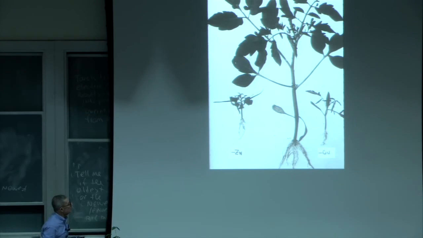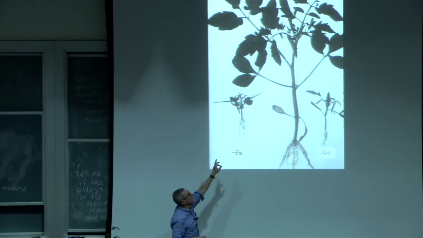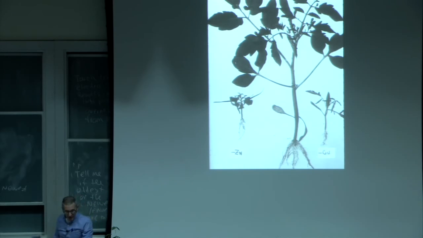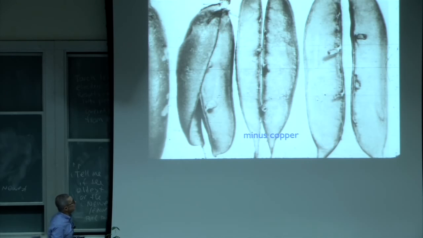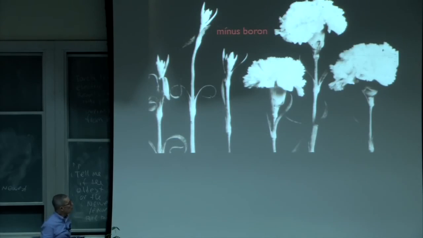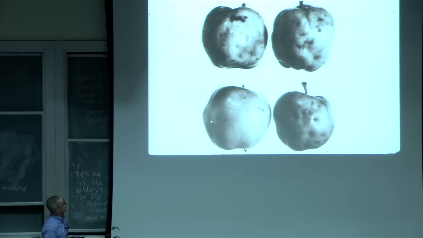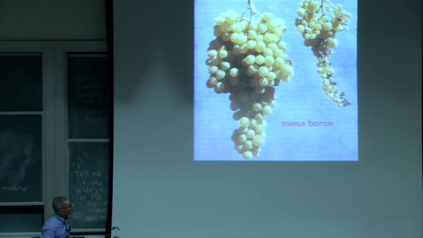These are examples of the absence of zinc and copper, both micronutrients. The effects they have on tomato are profound, and they can greatly influence the crops, as shown in this one for broccoli, in which the broccoli flowers don't form when molybdenum is absent. And this one is copper absence in peas. If you don't have copper, you don't get proper peas formed. And the same thing holds with regard to boron in carnations and also boron in apples. And finally, just to complete it, here's the absence of boron in grapes.